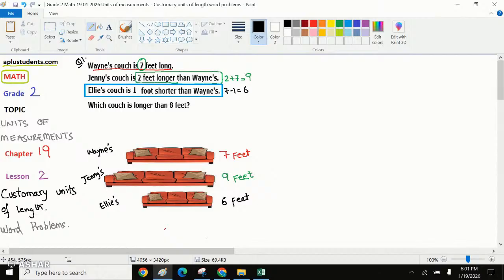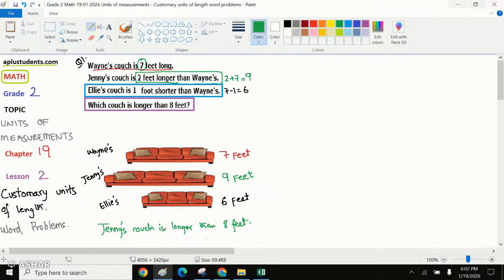Okay. So the question they're asking us is, which couch is longer than 8 feet? Yes, thank you, Precious. So what should be our answer? Our answer should be Jenny's couch is longer than 8 feet. You don't have to do the drawings. I was just doing the drawing to explain it. Okay? Don't worry about the drawings.